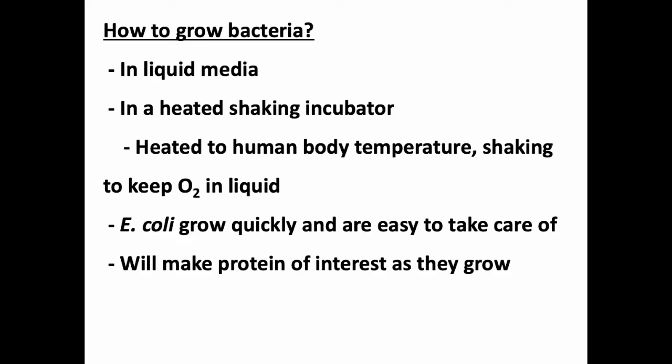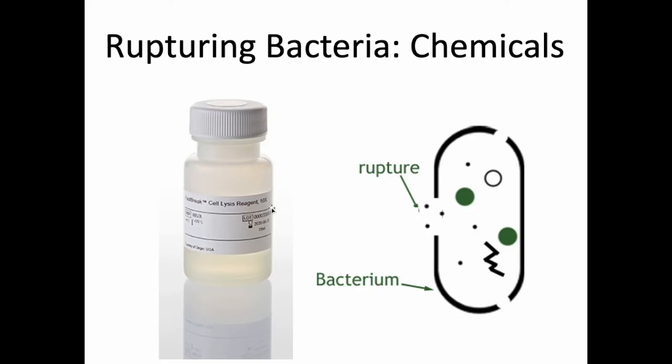Finally, well, I guess not finally, we need to break open these cells, and then we need to purify our protein from everything else. So our next step is breaking open these bacterial cells to get the protein out. How do we do that? Well, there are actually several different ways to do that. So one way to break open bacterial cells is just chemicals. And there are many different chemical products that exist. They're all going to mess with the cell wall in one way or another. That's going to cause a rupture, and all the protein and other stuff is going to leak out.